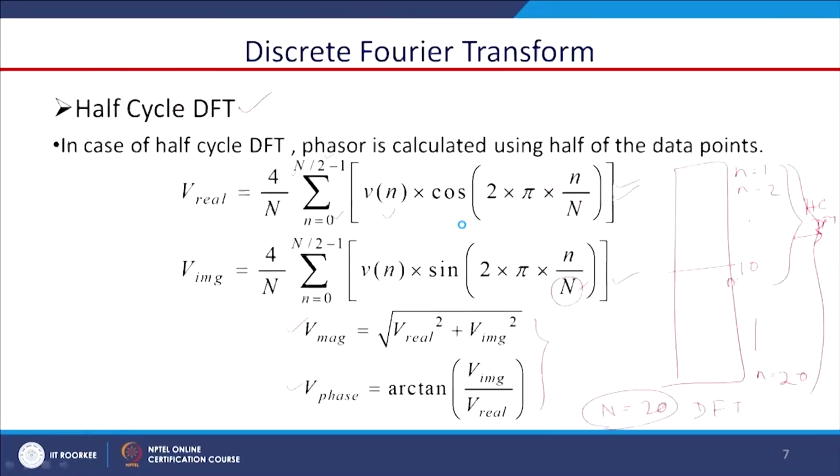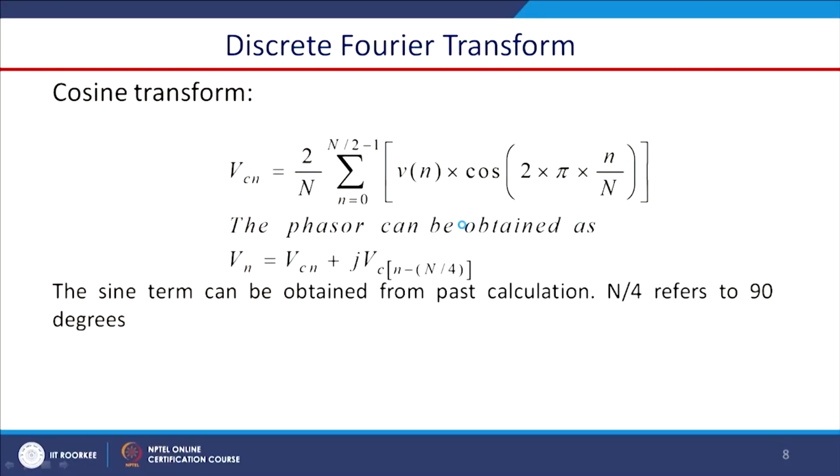Now, coming to another part, the cosine transform of the DFT, that is the cosine part of the signal: 2 by N, summation with n from 0 to N by 2 minus 1, of small v(n) and cos(2 pi small n by capital N). Now, this is the real part of this particular signal. What about the imaginary part? If I do not know the imaginary part, then how do I calculate it? It is in this way.